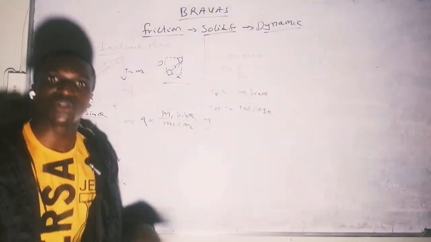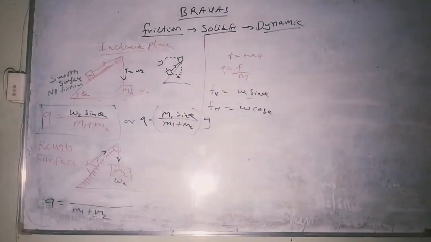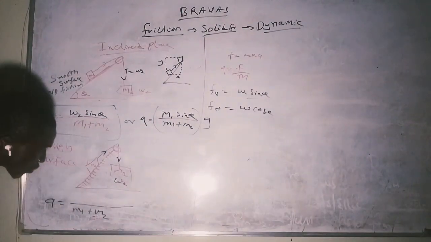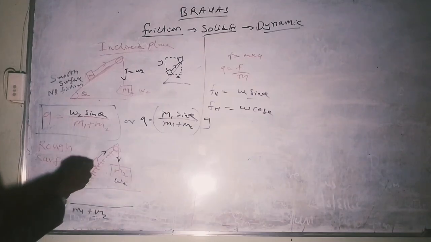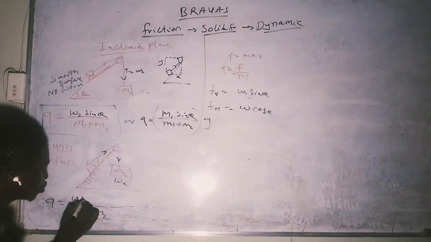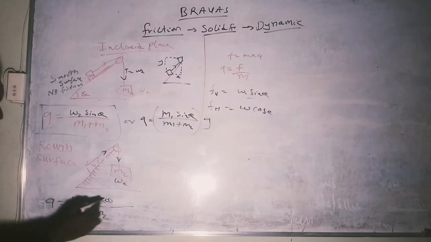It has limited friction, so we don't need to talk about the friction. So let's go to the second one, which is a rough surface. When we are dealing with a rough surface, the force that M2 is using to drag M1 is still the same thing as what? W2 sine theta. But this one is having friction.